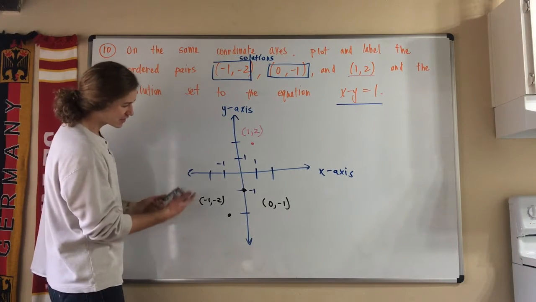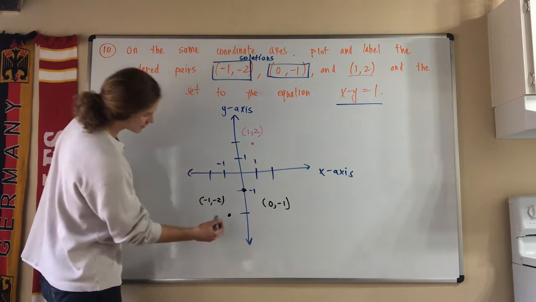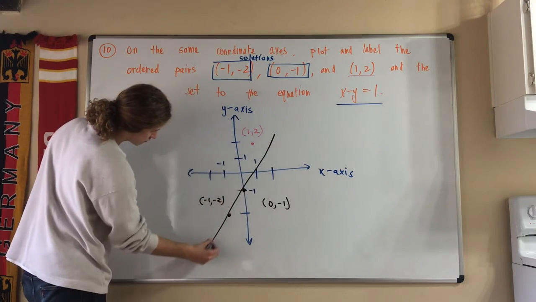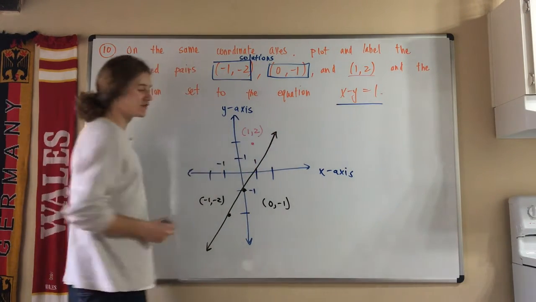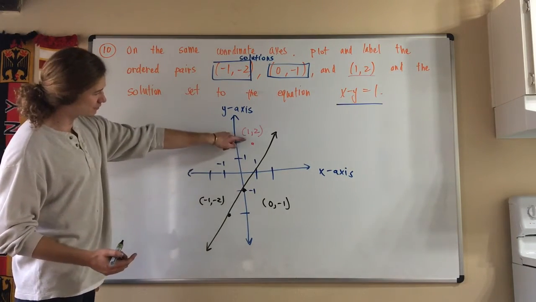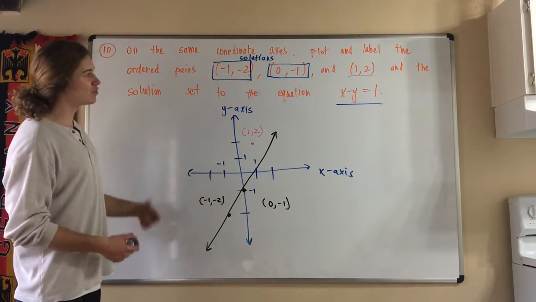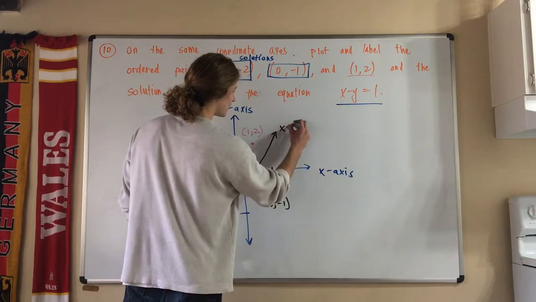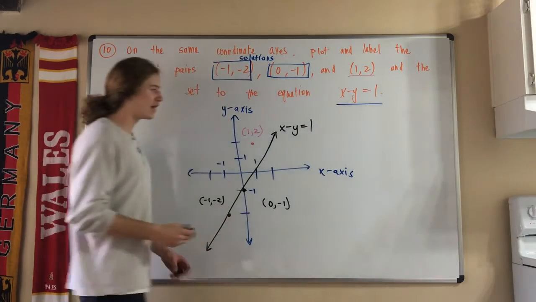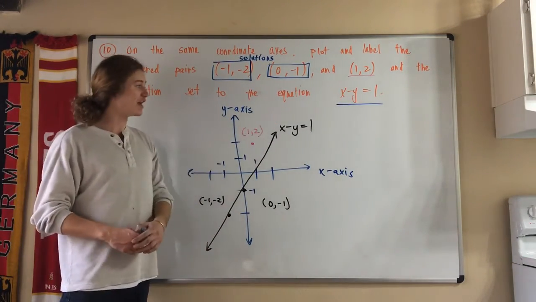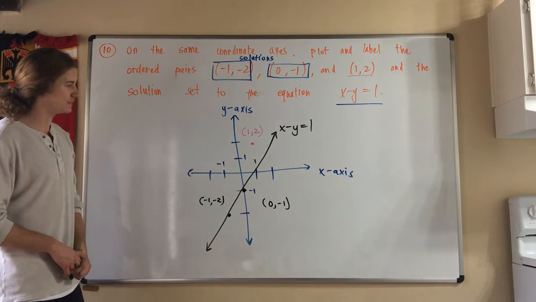And in particular, these points can actually determine our line. So let's determine our line right here. And we can just draw. You can see that this is the solution set. So notice that I've labeled my ordered pairs, and to label my solution set to x minus y equals 1, I can just write x minus y equals 1 on that line. And this means that this line here represents the solution set to the equation x minus y equals 1.